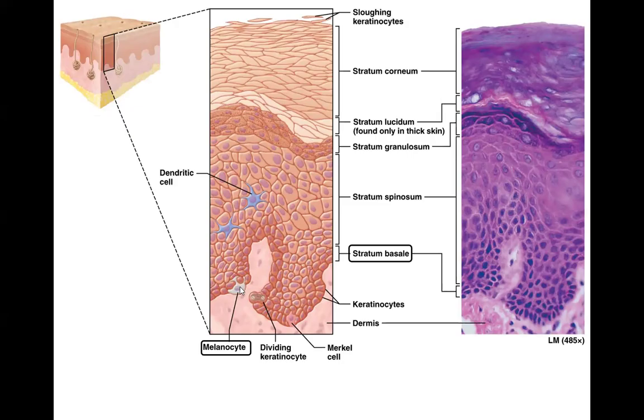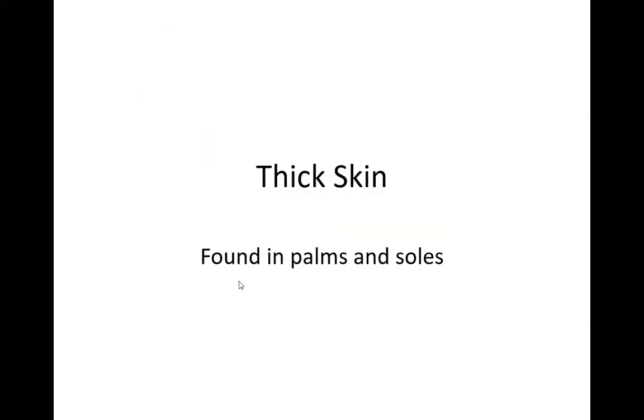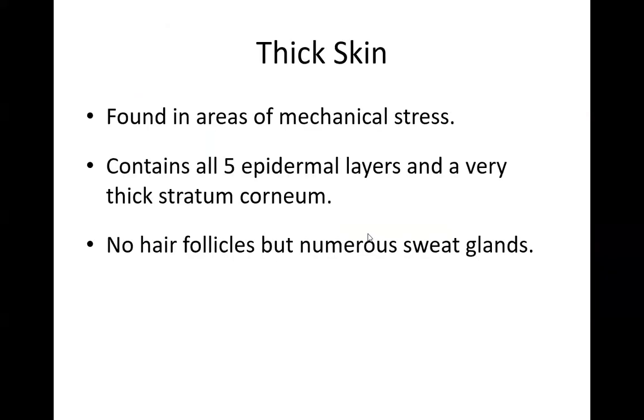The melanocytes are found in your dermis, at the junction between your dermis and your epidermis, and they secrete melanin. There is thick skin. Thick skin is found in the palms and the soles, so it is found in areas of mechanical stress. If you look at the eyelid, that's skin too, but it's so thin. If you look at the palm, that's thick.